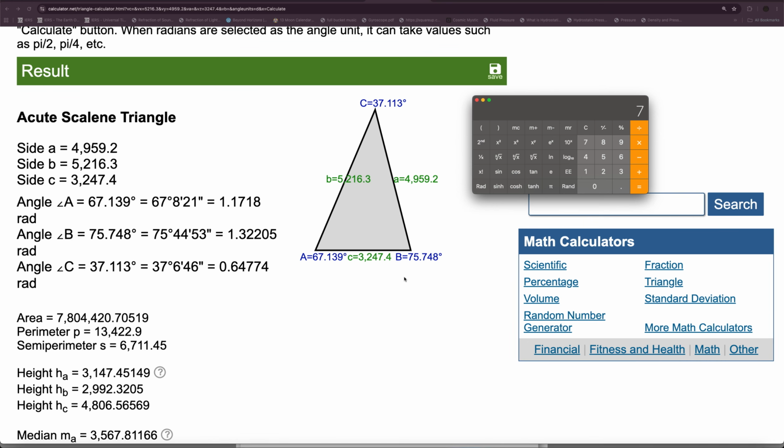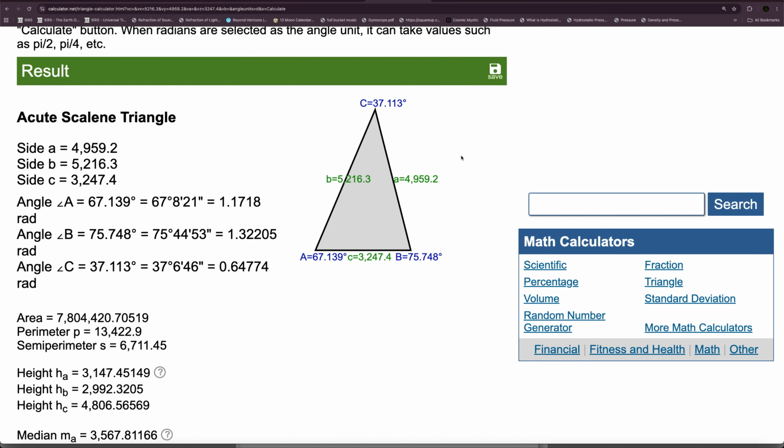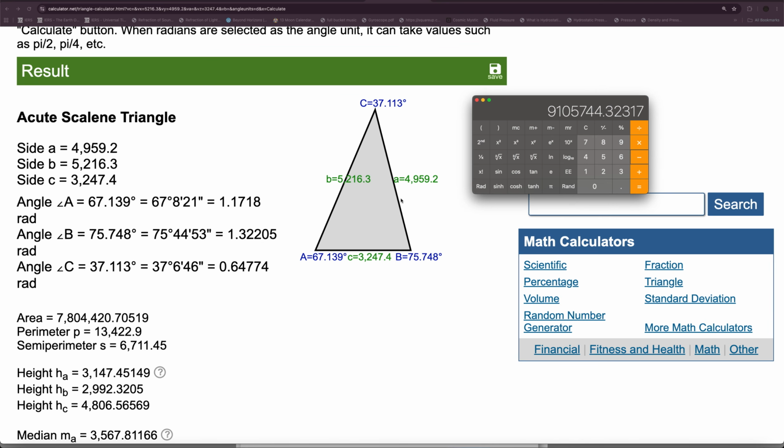So 9,105,744.32317 minus 7,804,420.70519 equals 1,301,323.61798. So over 1,300,000 extra square miles.